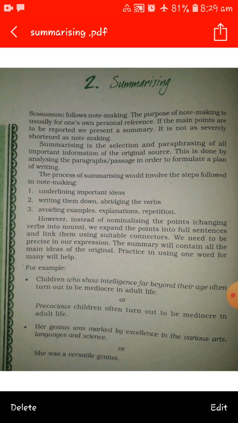Practice in using one word for many will help, and for this you have to keep in mind that you have to write kind of one-word answers. So that is the practice for you. Practice in using one word for many will help. For example, children who show intelligence far beyond their age often turn out to be mediocre in adult life. Precocious children often turn out to be mediocre in adult life.